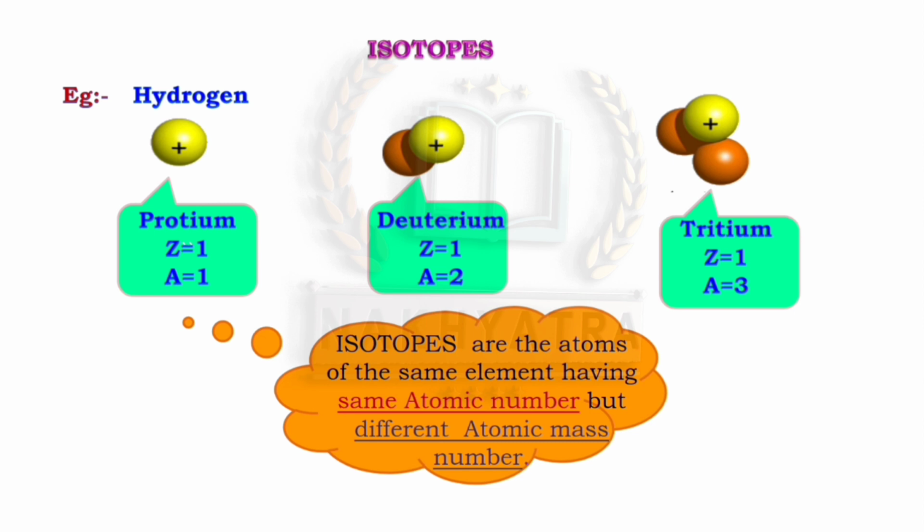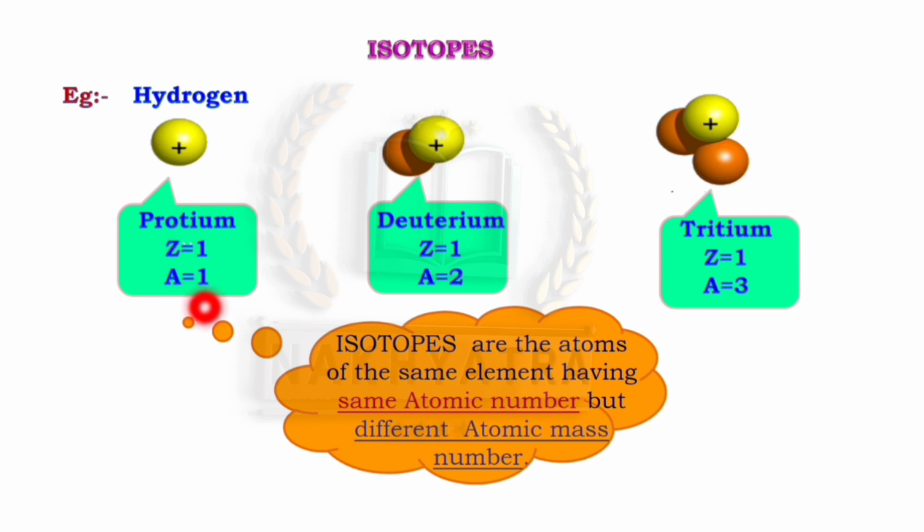Now let us see what are isotopes. So isotopes are the atoms of the same element having same atomic number but different atomic mass number. So isotopes are the atoms of the same element. So here the element is hydrogen. Now as you can see here, they have the same atomic number, that is Z equal to 1 in case of protium, deuterium and tritium. But they have got different atomic mass number. In protium the atomic mass number equal to 1, in deuterium it is 2 and in tritium it is 3.